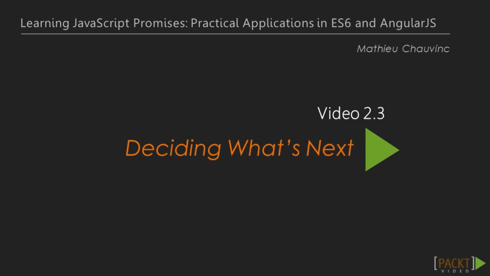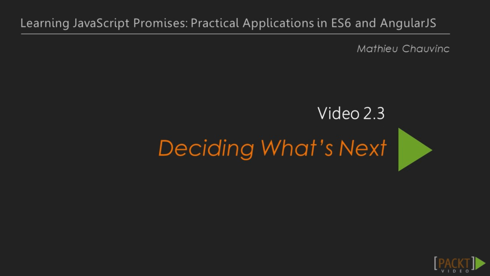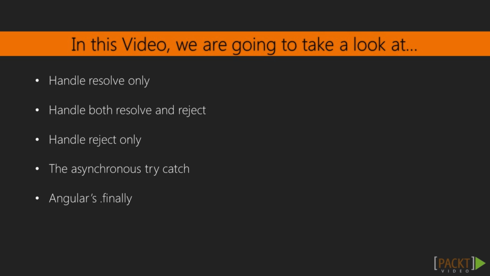In the previous video, we focused mostly on the asynchronous action itself, though we also handled the resolve and reject outcomes. In this video, we will review how to write handlers for process flows where we need to handle resolve only, both resolve and reject, and reject only. We will also highlight how promise flows behave very similar to a synchronous try-catch, and that will lead us to introduce an Angular-specific feature, the .finally callback.